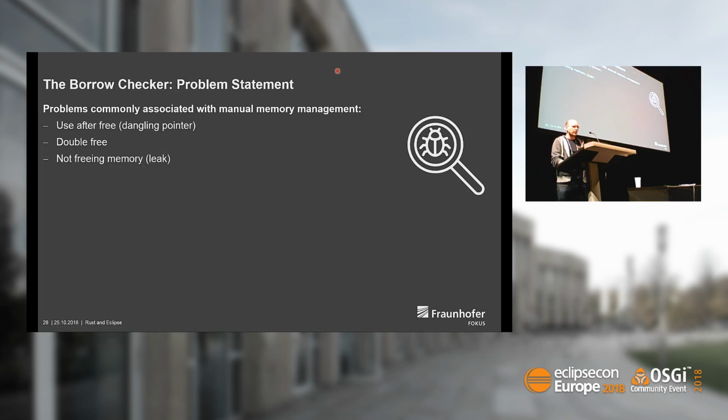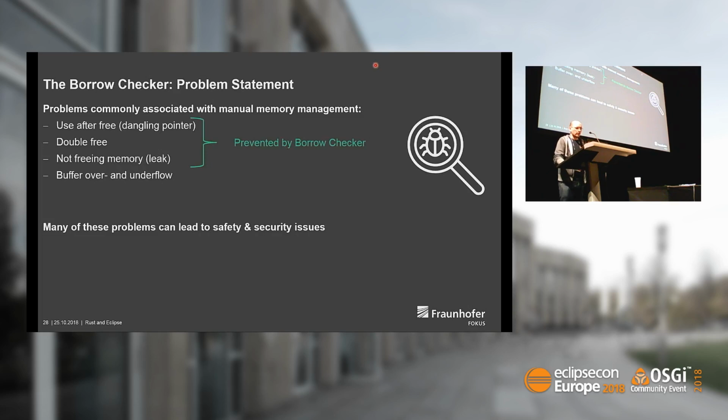There can be memory leaks in managed languages as well, but I mean the classical kind, not manually freeing a piece of memory. And which is not really memory management, but mostly memory access, is buffer over and underflows. All right, and these are common problems that lead to safety and security issues, like unstable programs or exploitable programs. So the borrow checker of Rust will prevent the first three problems.